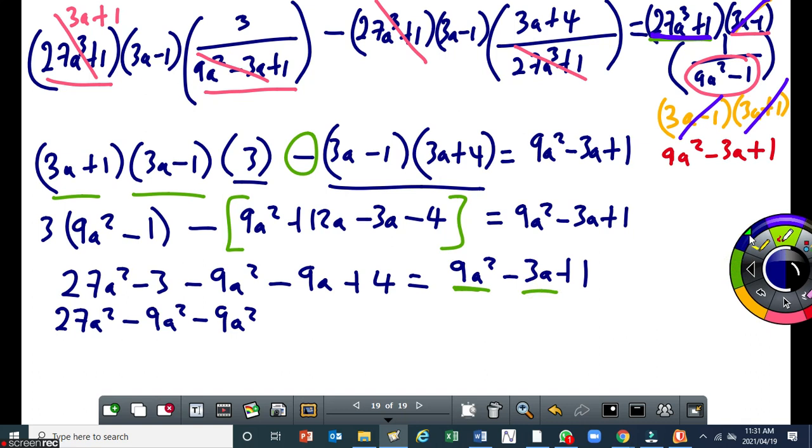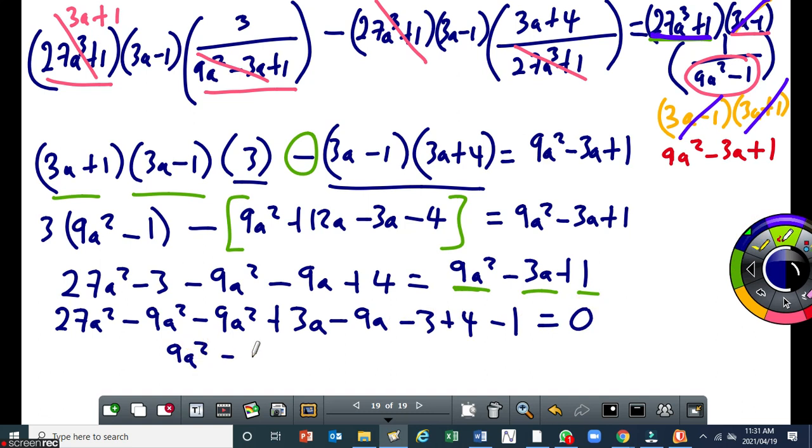So I'll end up getting positive 3a minus 9a. Then the constant terms will be minus 3 plus 4 minus 1, because I have to take that positive 1 to the left, and that will be equal to 0. So if I simplify this, I'll end up getting 9a squared minus 6a. Okay? And if I simplify the constants, I'm going to get minus 3 plus 3, which is 0. So I'll end up getting that as my quadratic equation.